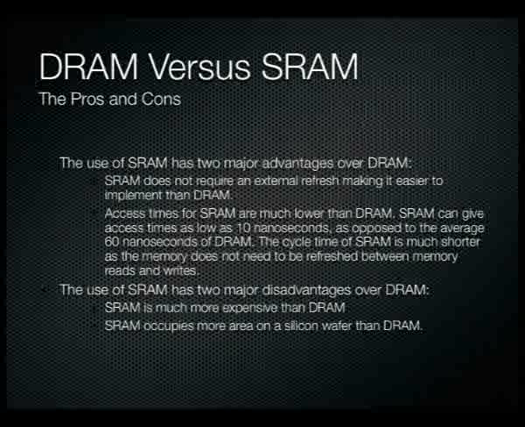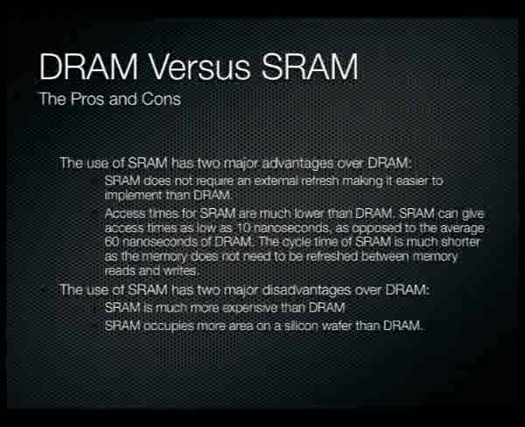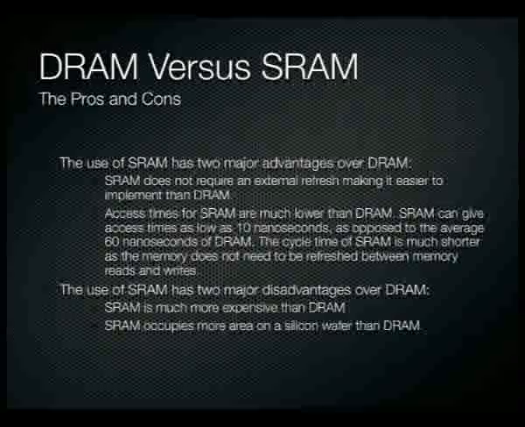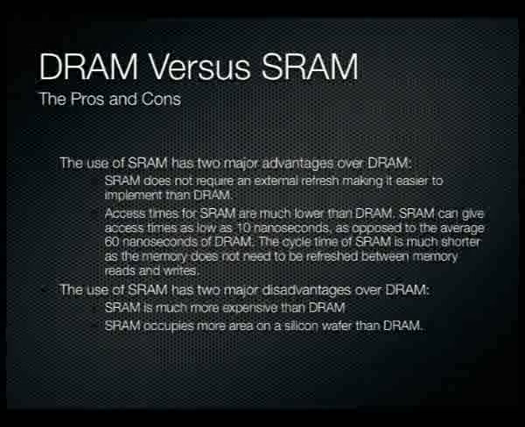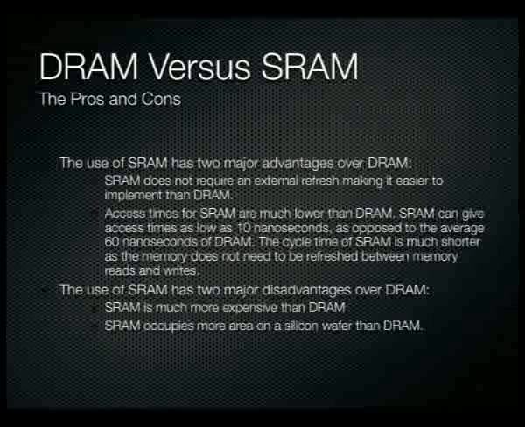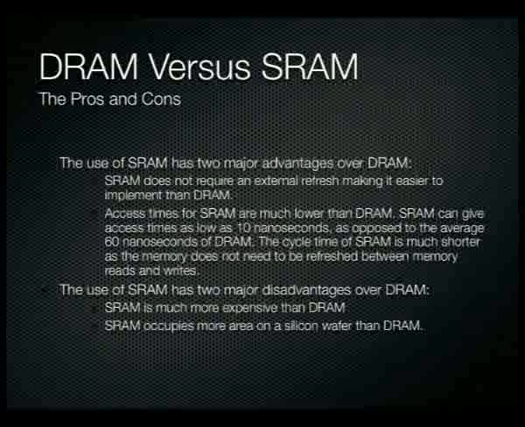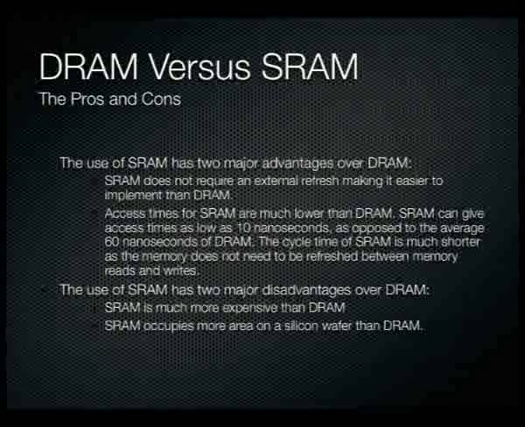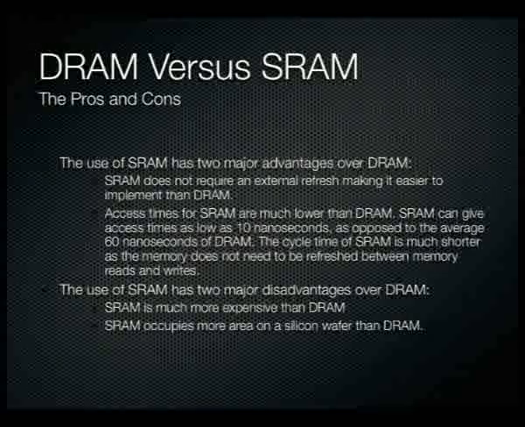So, the pros and the cons of DRAM versus SRAM. The use of SRAM has 2 major advantages over DRAM. SRAM does not require that external refresh circuit, which makes it easy to implement. So circuits which use SRAM are relatively a lot simpler than the circuits that use DRAM. Access times for SRAM are much lower than DRAM. SRAM can give you access times as low as 10 nanoseconds as opposed to the average of 60 nanoseconds for DRAM. And of course, the cycle time of SRAM is much shorter, as memory does not need to be refreshed between each read. So SRAM is a lot quicker and a lot simpler to use.